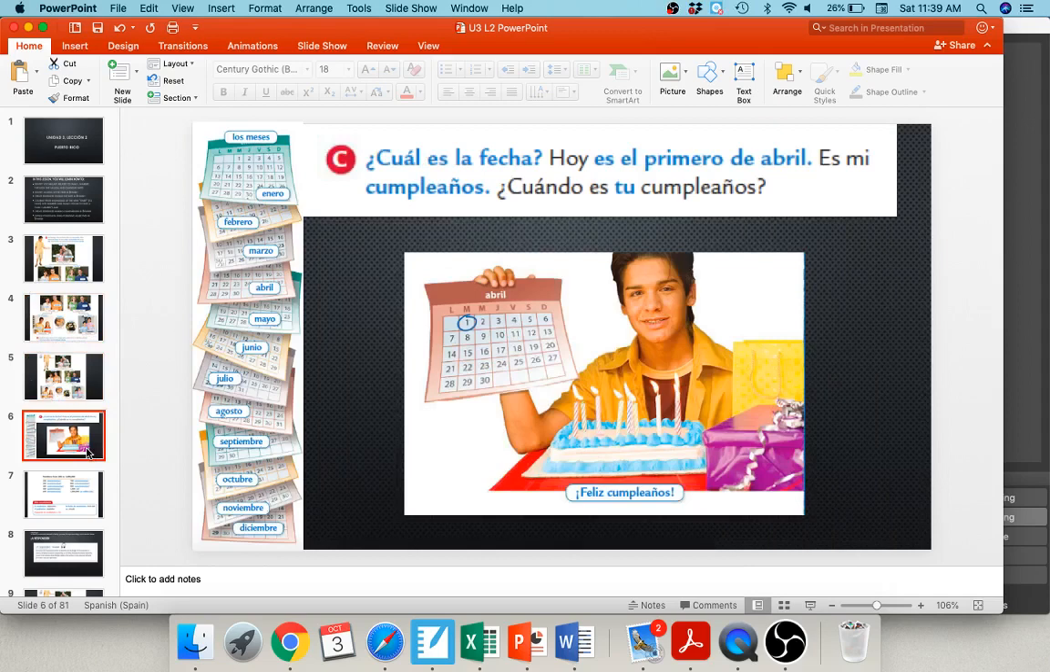As in letter C, you can see he's holding up a calendar in line with our other learning objectives for this chapter, identifying the dates in Spanish. So in letter C, you see someone asking, ¿Cuál es la fecha? What is the date? And he specifies that hoy es el primero de abril. You can probably guess abril here is April. If you look and you see the one is circled here, today is the first, el primero de abril.